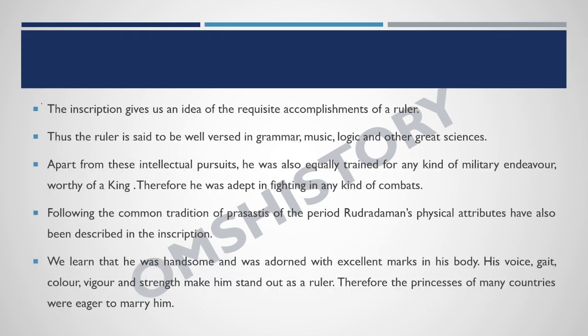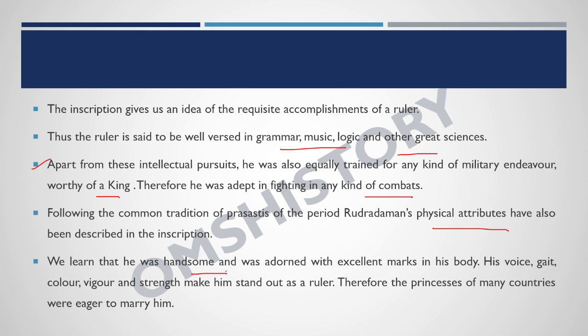So this inscription gives us an idea of the accomplishments of a ruler. We discussed it in the summary. The ruler was described as well versed in grammar, music, logic and other great sciences. Besides, as a king, he knew whatever was needed in combat. Following the common tradition of prasastis of the period, Rudradaman's physical attributes are also described. We also learned that he was very handsome, and wherever he went everyone was smitten with him. Therefore the princesses of many countries were eager to marry him.